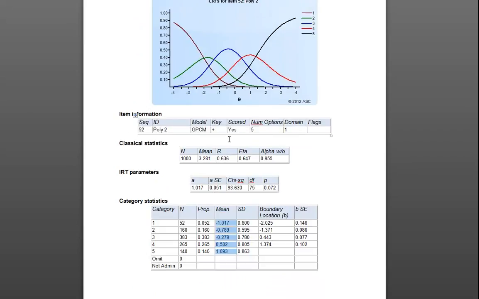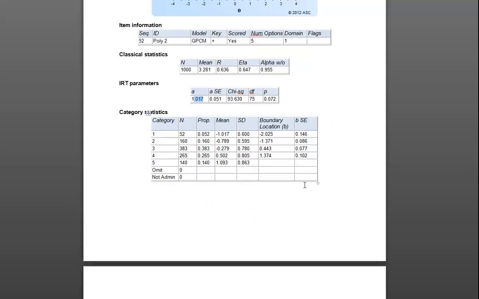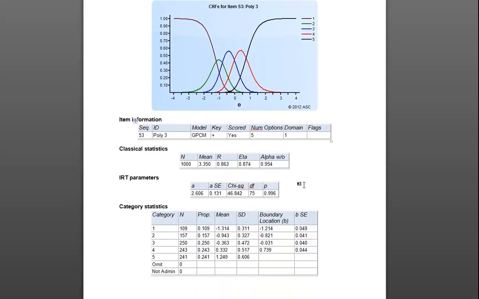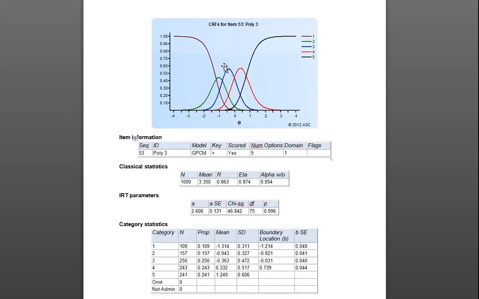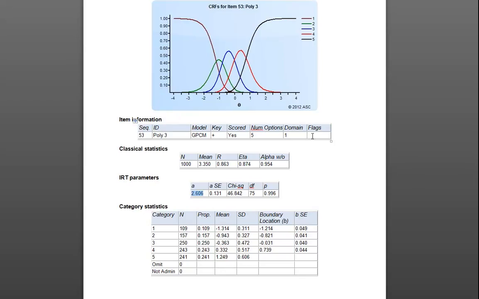So this item here had an A parameter of 1.017, which is fairly strongly discriminating. But the next item, item number 53, you can see was extremely discriminating because each of the curves are extremely peaked now. We're quite certain if somebody responds with agree that they're in this red curve, which means they're most likely going to be between -0.5 and plus 1.5 or so. The A parameter for this item was 2.606, which is quite strong in terms of discrimination parameters.